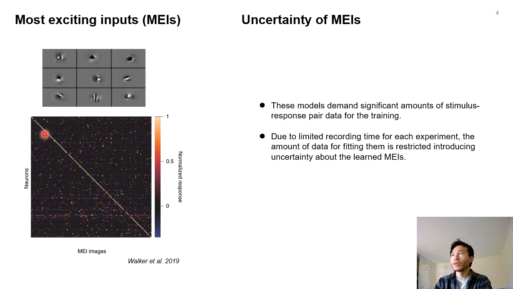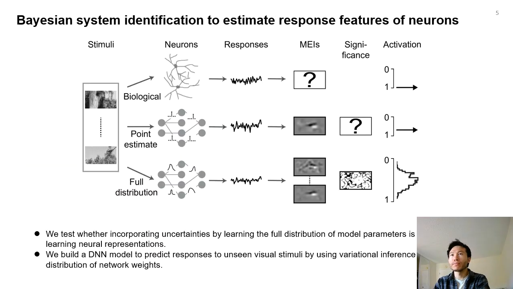Yet these models demand significant amounts of stimulus response pair data for training. Due to limited recording time for each experiment, the amount of data for fitting is restricted. This introduces uncertainty about the learned MEIs. Therefore, we propose Bayesian system identification to estimate the response features of neurons with uncertainty.